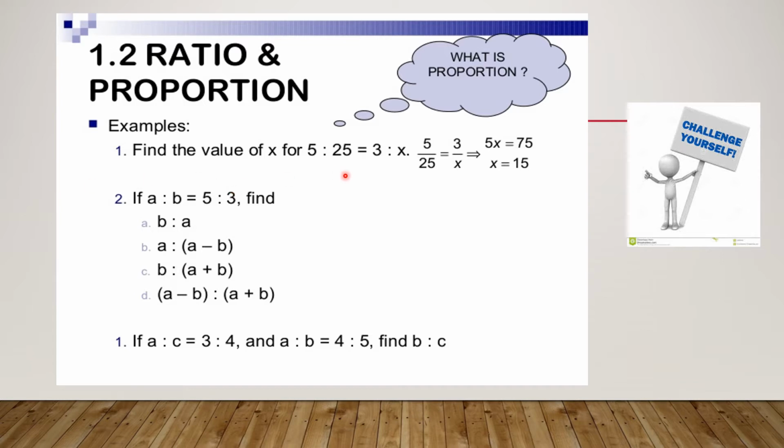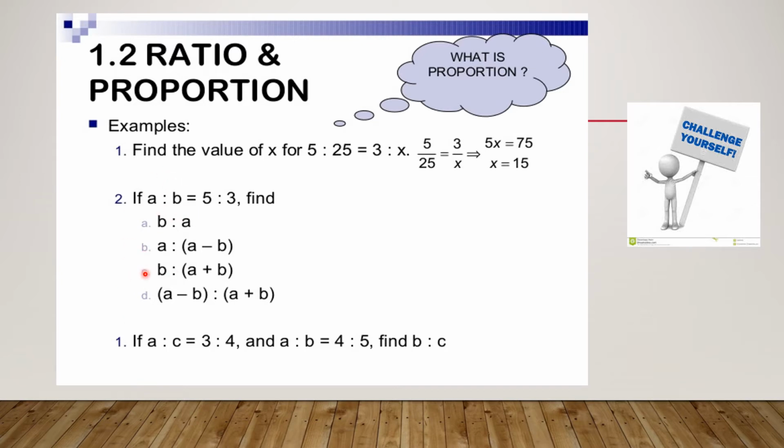The first one was using the formula that product of means is equal to product of extremes, or using the other method, which was changing the ratio into a fraction form and then cross multiplying it. In the second question, you can see that a proportion is given to you. While changing the ratios into a fraction form, A is equal to 5 and B is equal to 3. So write the value of A separately, the value of B separately, then solve these four parts.